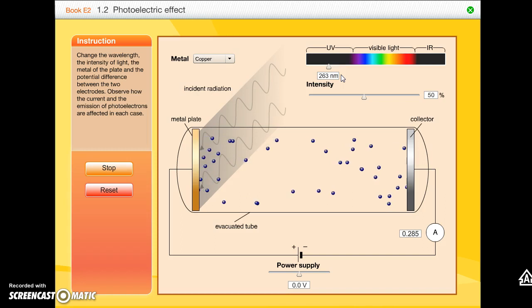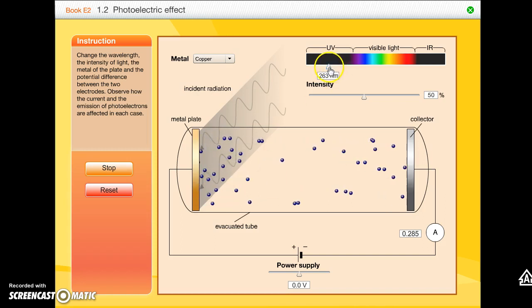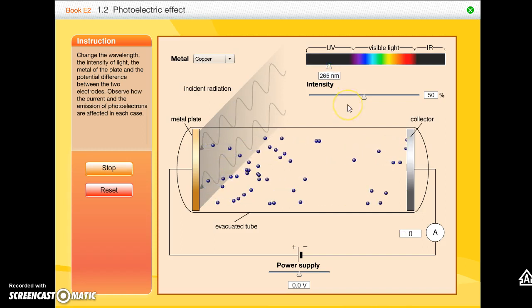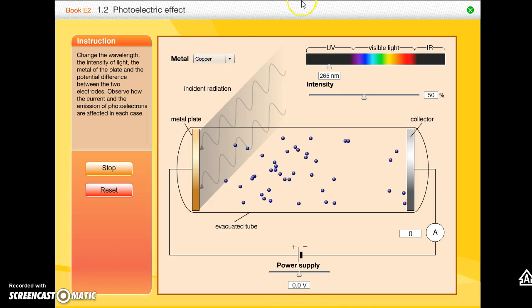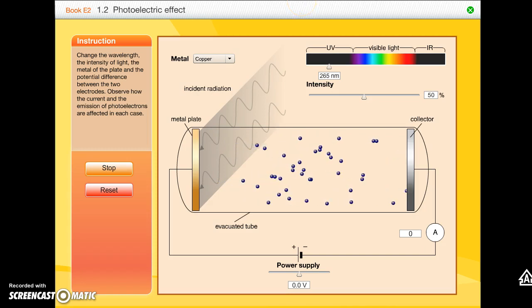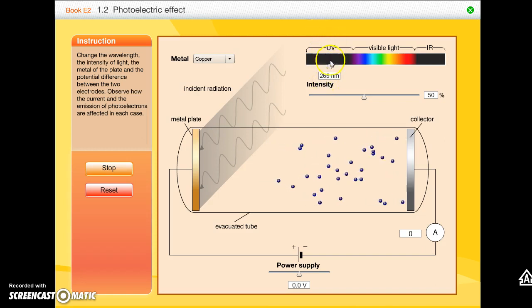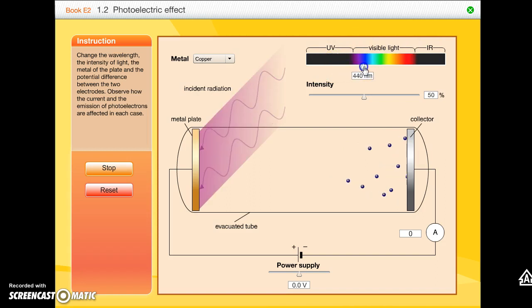Okay, you can see 263. There can be photoelectrons. But for 265, no photoelectrons anymore. So if there is a short enough wavelength, shorter than this, then there will be photoelectrons. And longer than this, there would not be photoelectrons anyway. When I say anyway, I mean even if we increase the intensity.